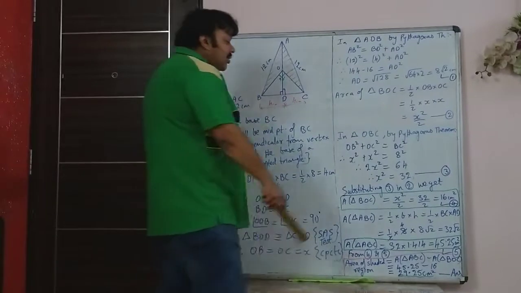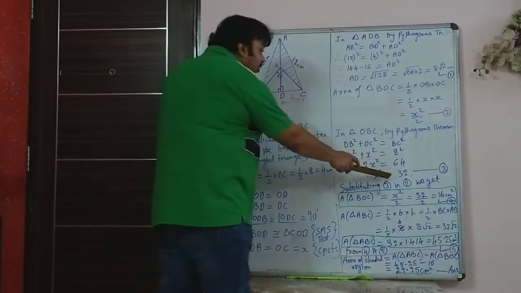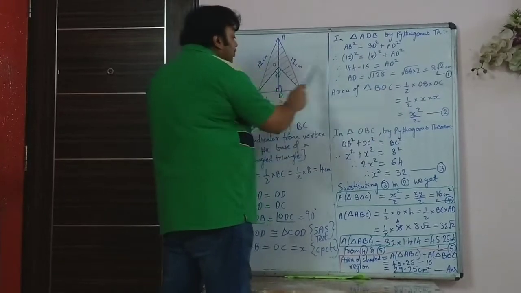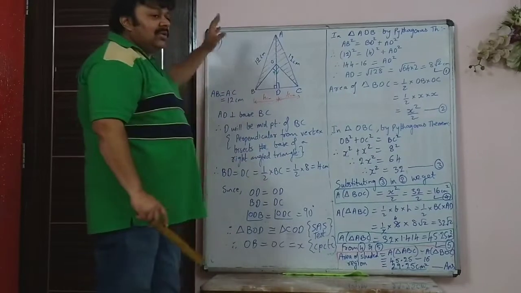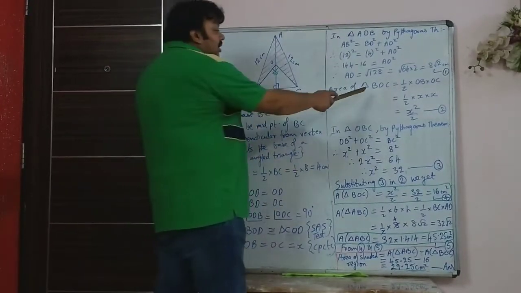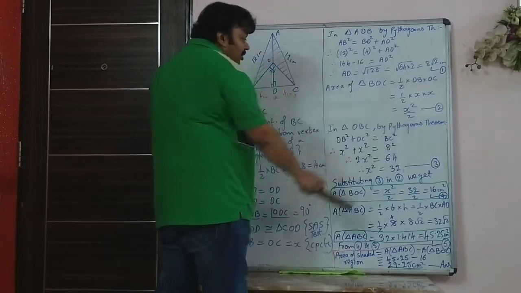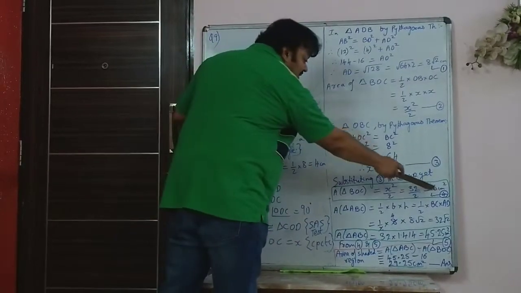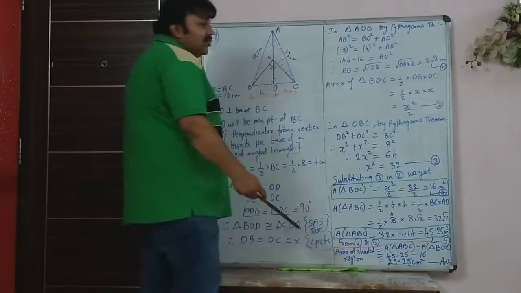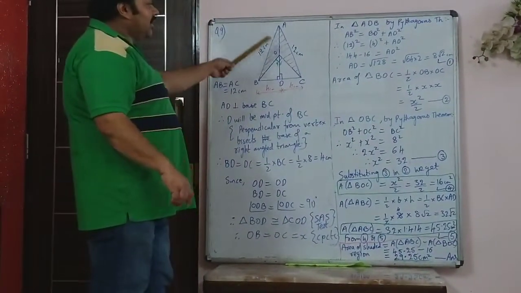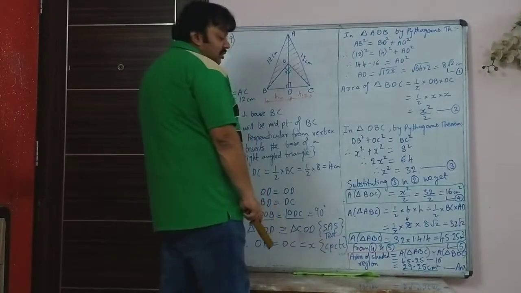Why did you find X squared? Not because you want to find X, but because you want to find area of triangle BOC, the small triangle BOC which you have to remove from the big triangle. So area of triangle BOC will be X squared, 32, upon 2. So that will be 16 centimeter squared. That I have highlighted because I have to subtract that from the area of the big triangle. That is written as equation number 4.